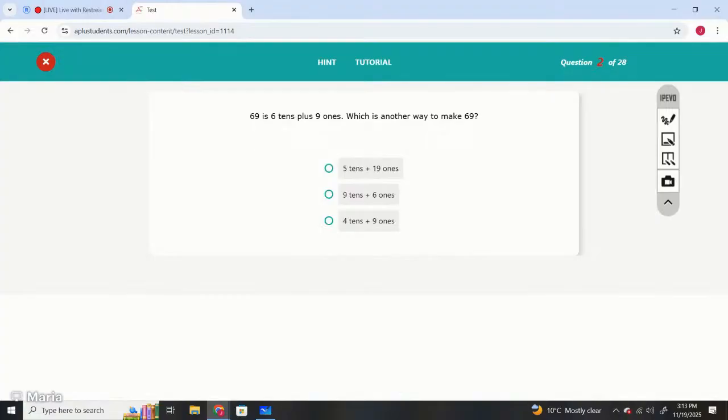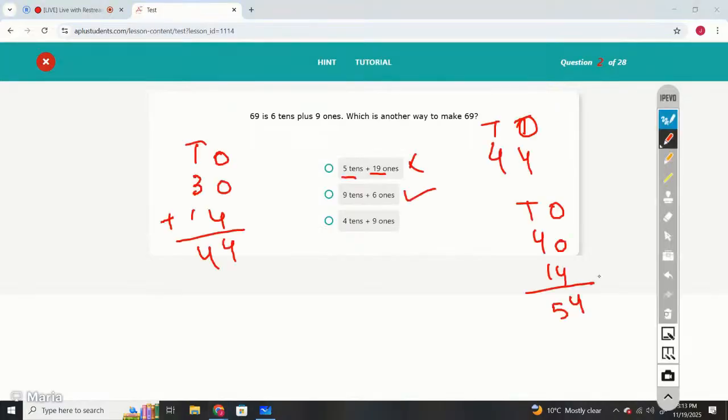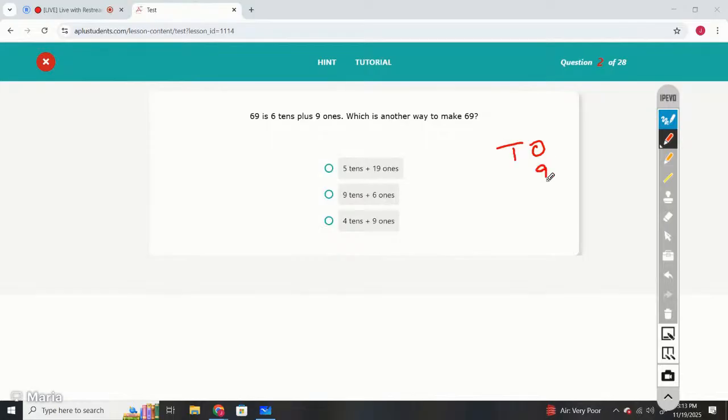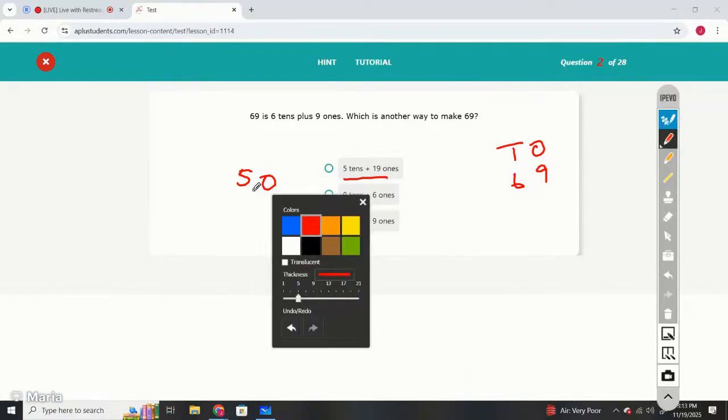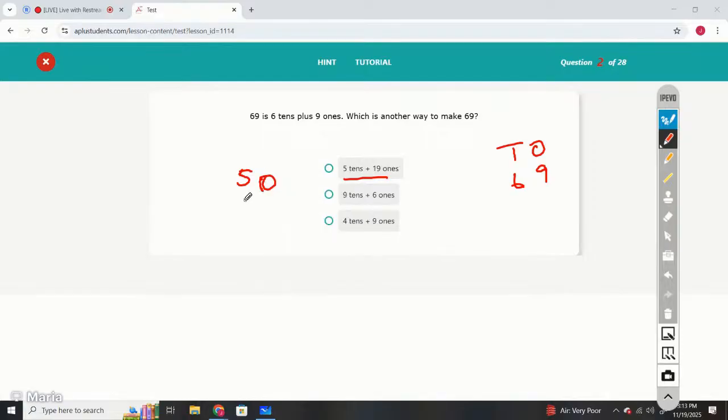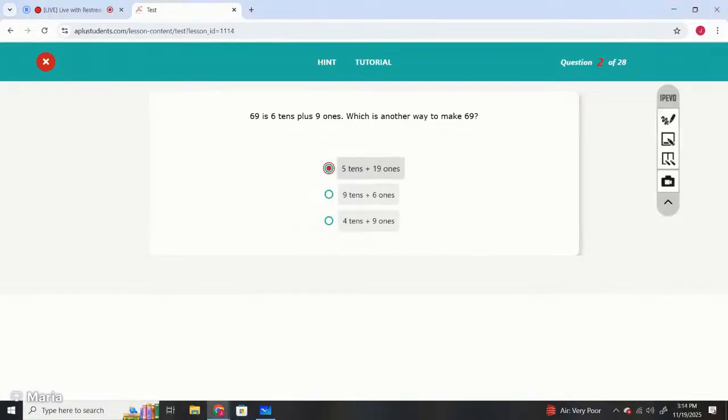69 is 6 tens and 9 ones, which is another way to make 69. Start with the first option, 5 tens and 19 ones. So 5 tens means 5 is the digit at the tens position, then the ones digit must be 0, because we do not have any digit in the ones, right? Then you need to add 19 ones. 9 plus 0 is 9 and 5 plus 1 is 6. So that is 69. Option number 1 is the correct option, that is 5 tens and 19 ones.